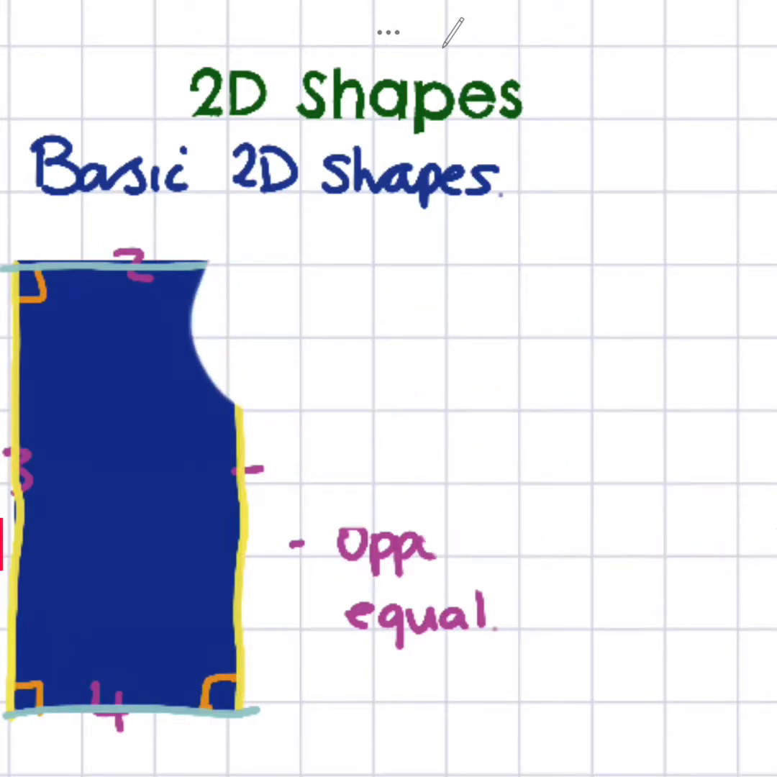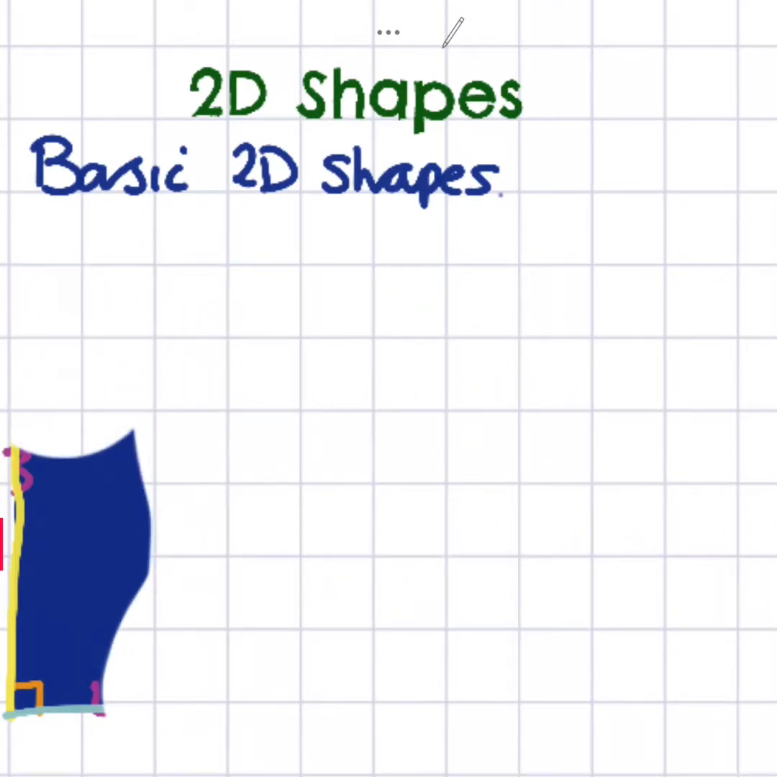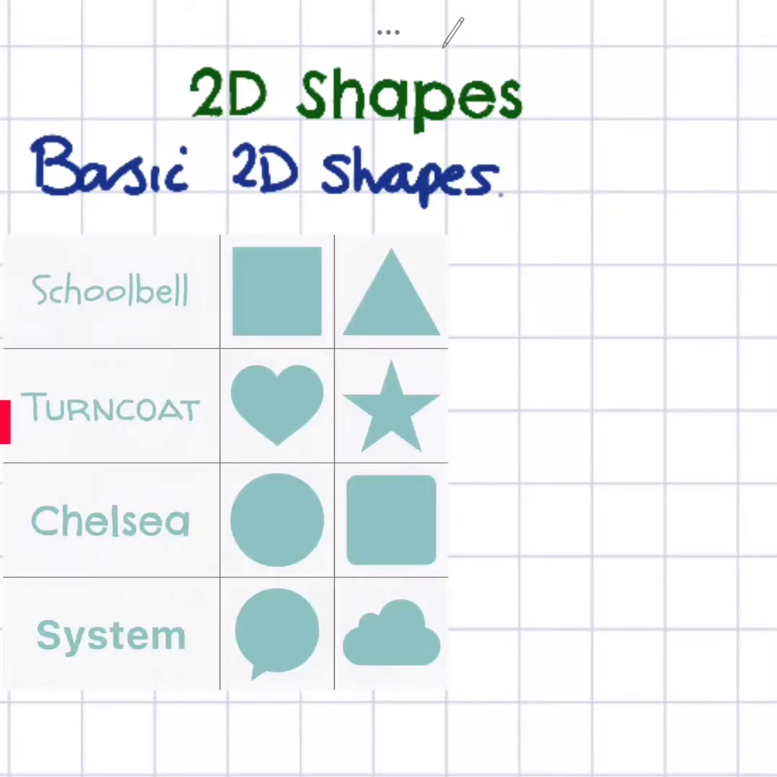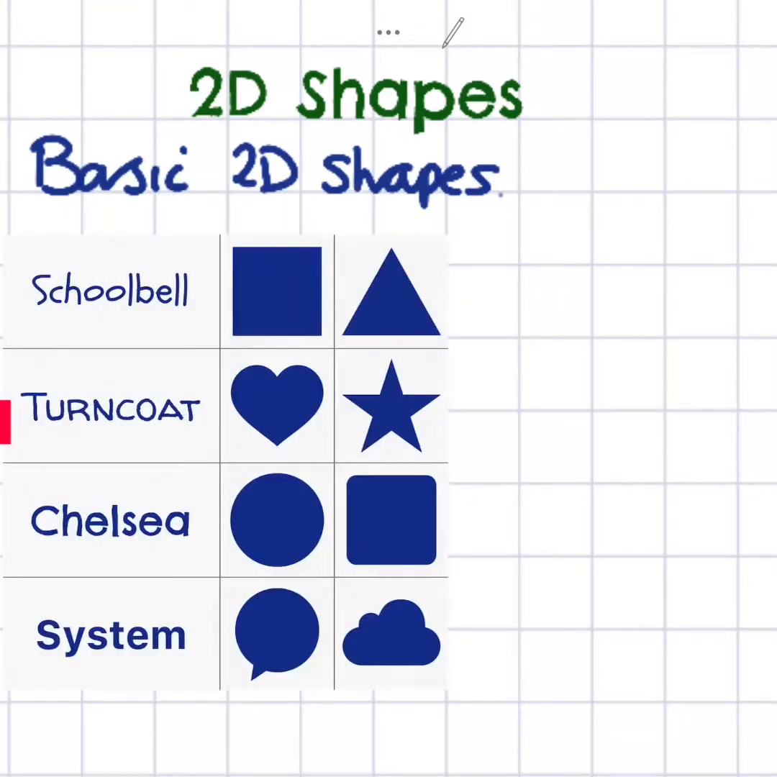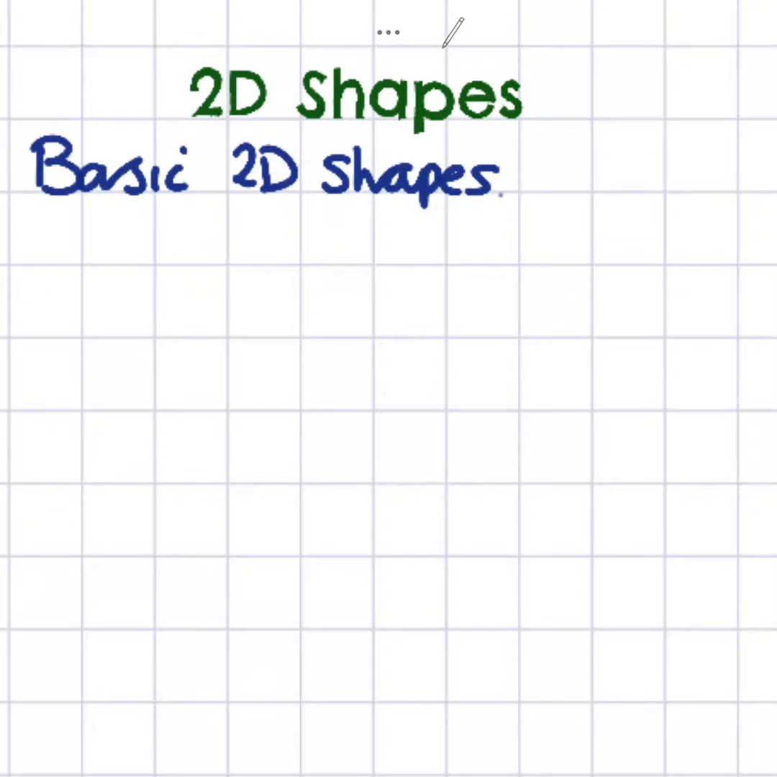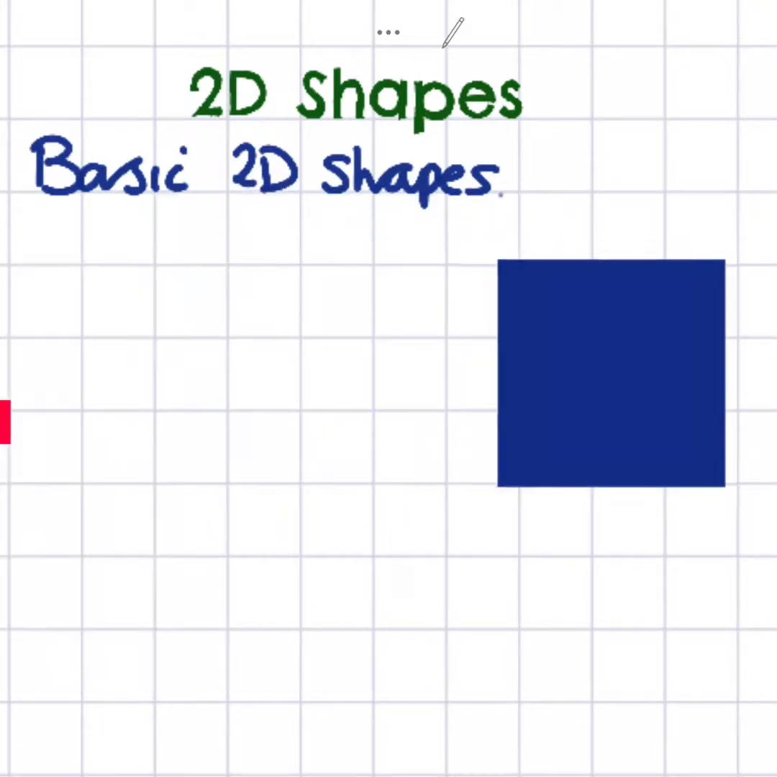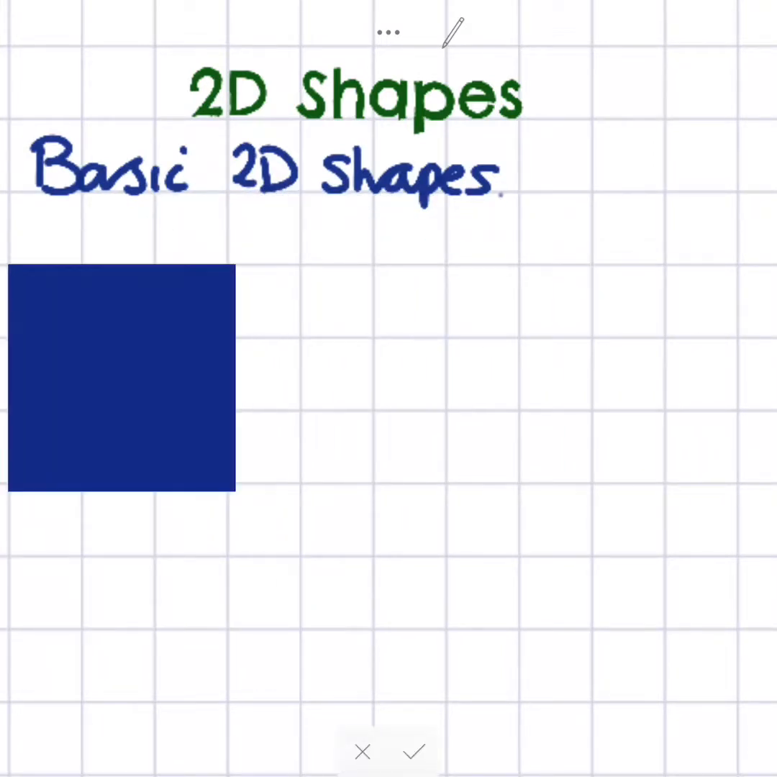Alright, let's rub all that out and let's have a look at another basic 2D shape just to revise the properties. Let's do a square. There we go. Alright, so we have a basic square. Whilst I'm writing down the properties, see if you can say them out loud before I even get them all written down. Because you should know this by now. So a square has 4 sides.